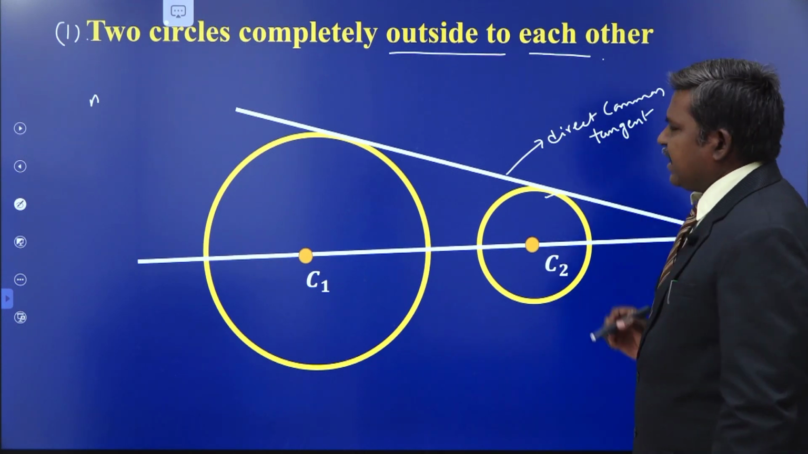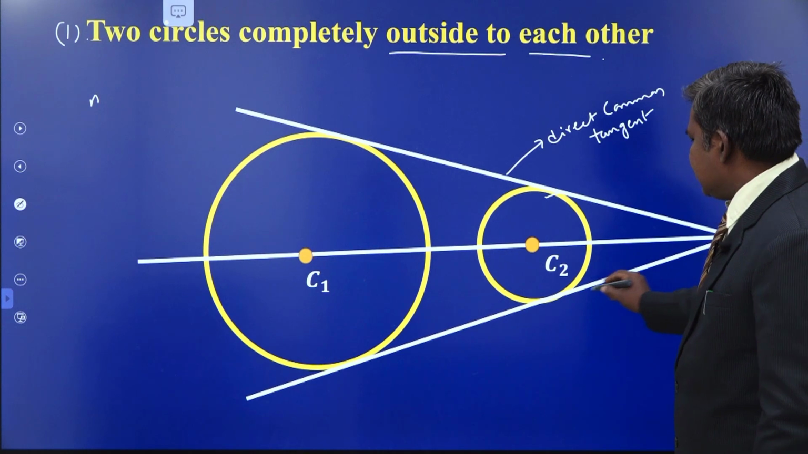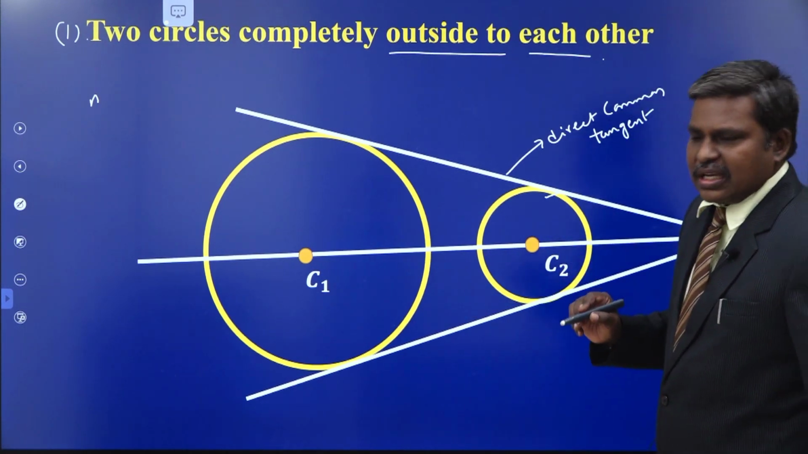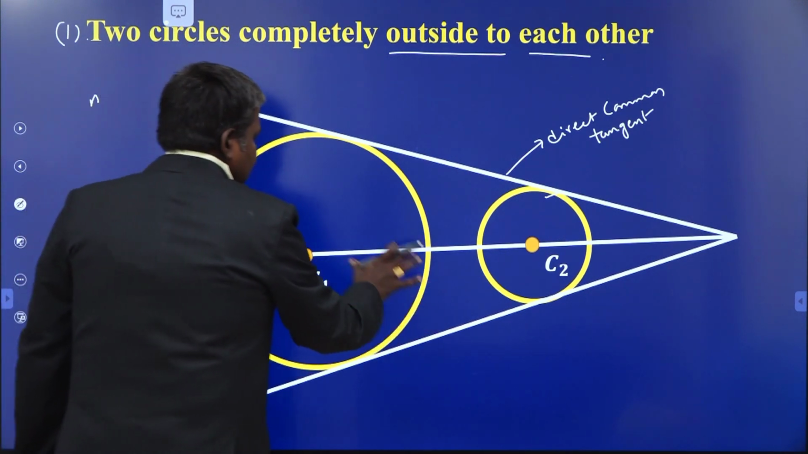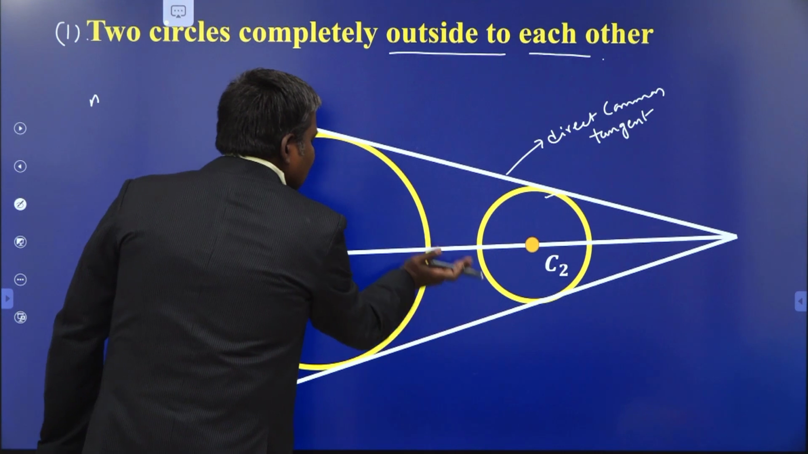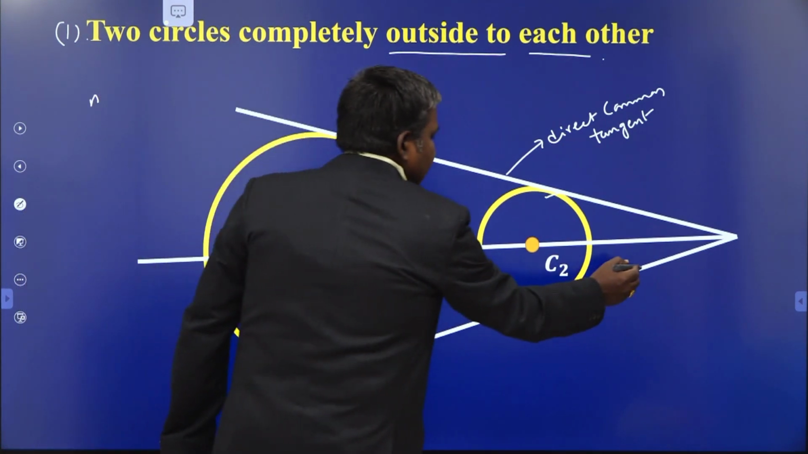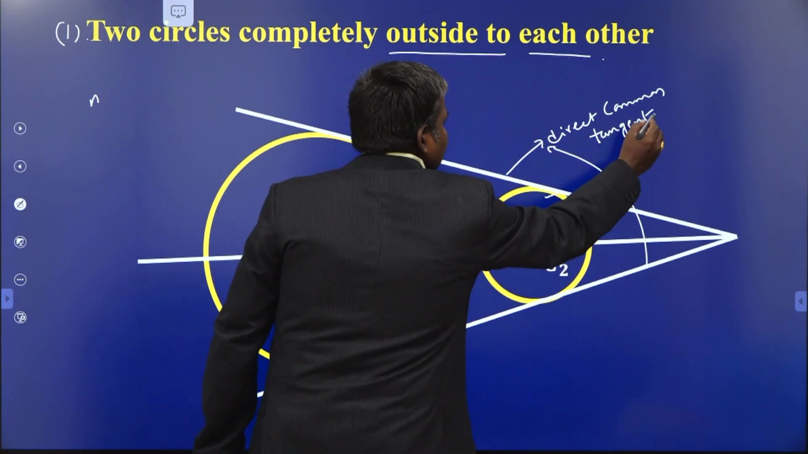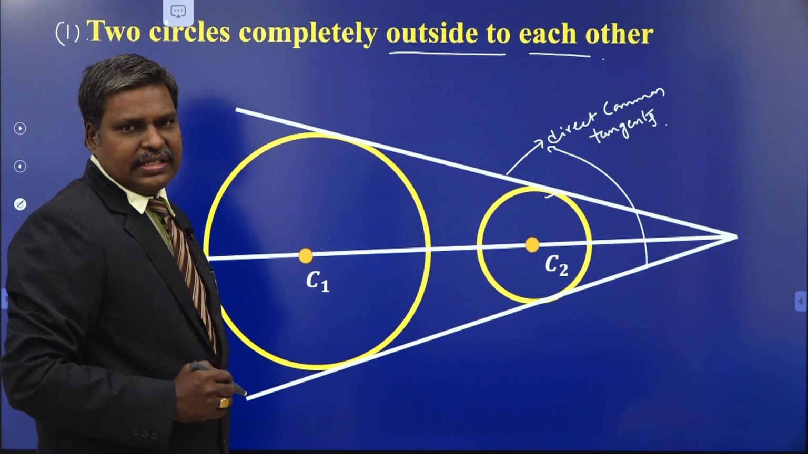This is called direct common tangent. There exists another common tangent also. This tangent touches both the curves. Therefore, it is also called common tangent, and it is on the same side of both the centers. So these are the two centers. These are on the same side of this line. This is also called direct common tangent. So there exist two direct common tangents to the two circles in this case.